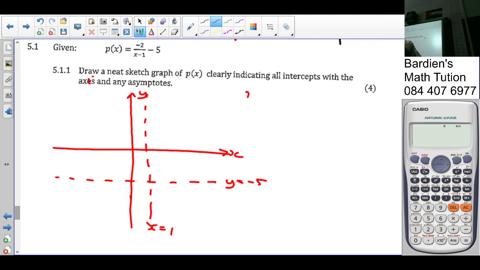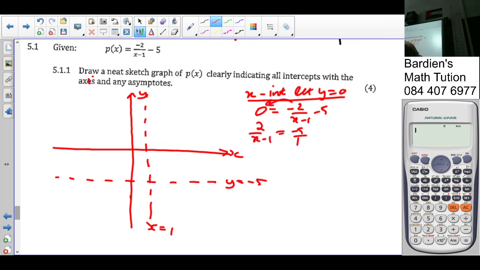So how do we work out our x-intercept? We let y equal to 0. So we have 0 is equal to negative 2 over x minus 1, minus 5. Take the 5 over, it becomes 2 over x minus 1 equals negative 5. Cross multiply. So 2 is equal to negative 5x plus 5. So negative 5x is equal to negative 3. So x equal to 3 over 5. You all okay with that?